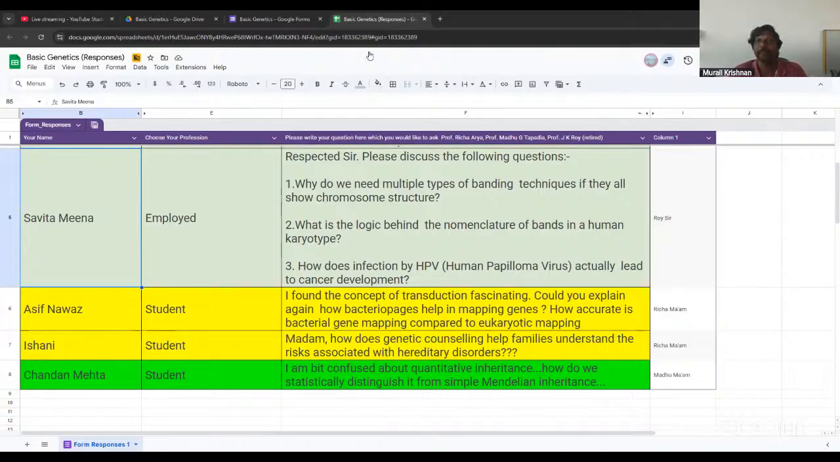Yeah, G banding is the main type of banding. Q banding, one can do if one has a fluorescence microscope and is very comfortable with it, then one can go for that. The other banding is C banding. C banding purpose is totally different.